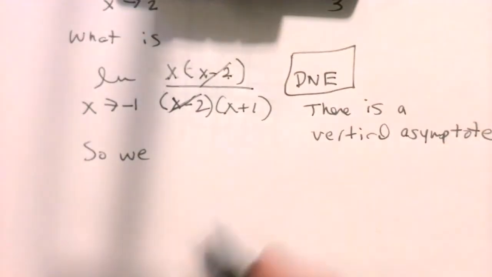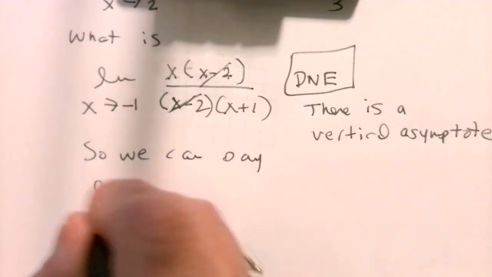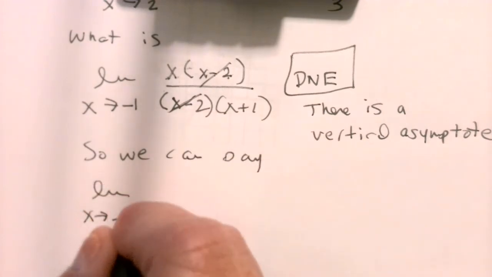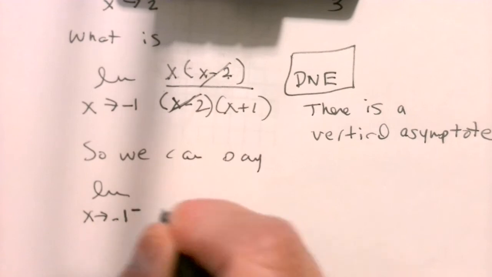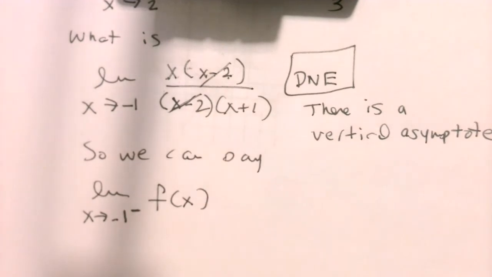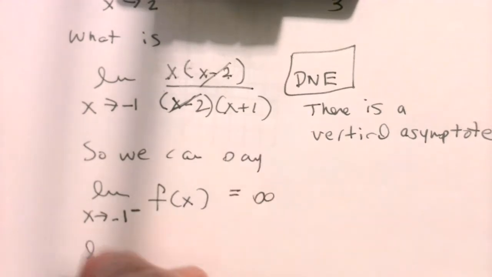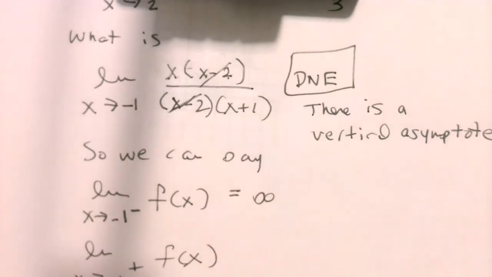But what we can say is that the limit as x approaches -1 from the left of f of x, well, from the left, if you look back over here, it's going up to positive infinity. But the limit as x approaches -1 from the right of f of x, well, that's on this side. It's approaching, and notice the function is going down, down, down.